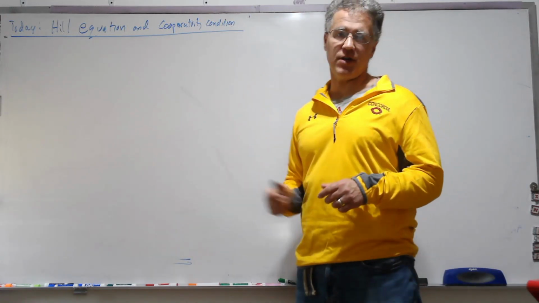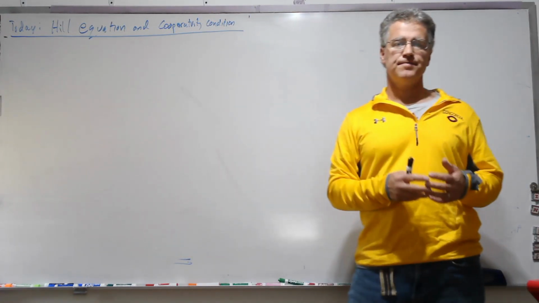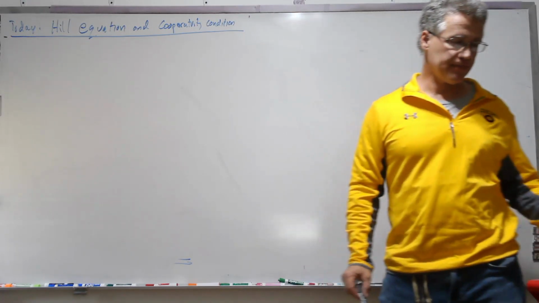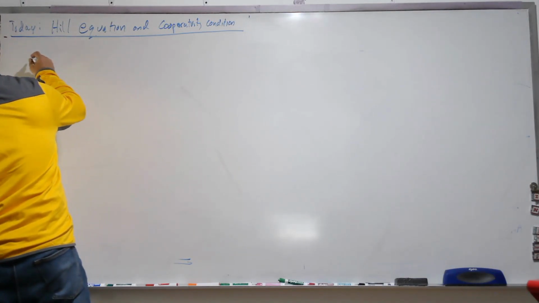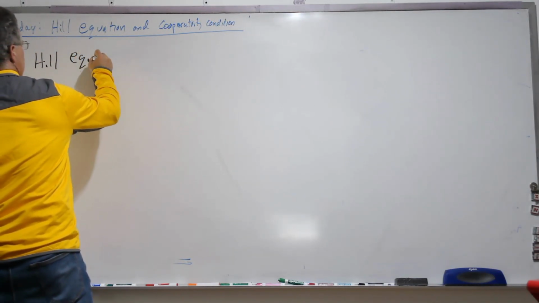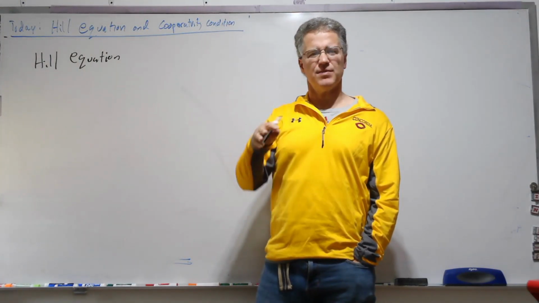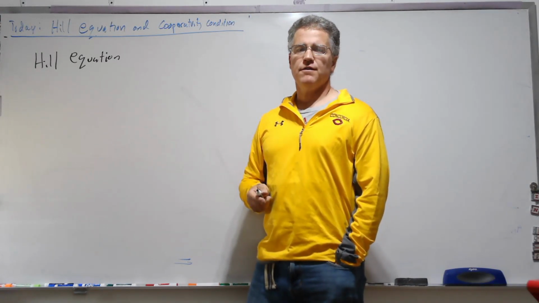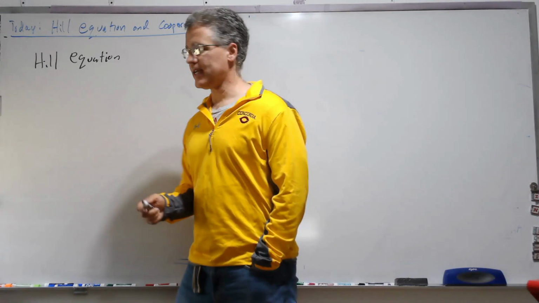Okay, today we're going to talk about the Hill equation, and then we're going to talk about a measure of how cooperative a binding is. So, the Hill equation is a simple sort of empirical equation for cooperative binding based off the Langmuir model.